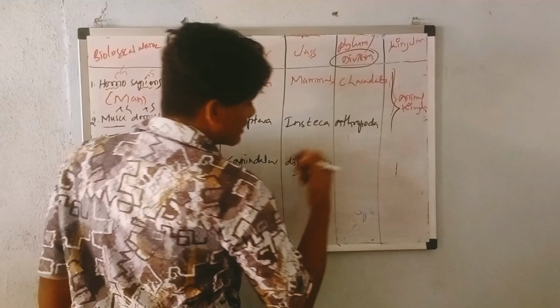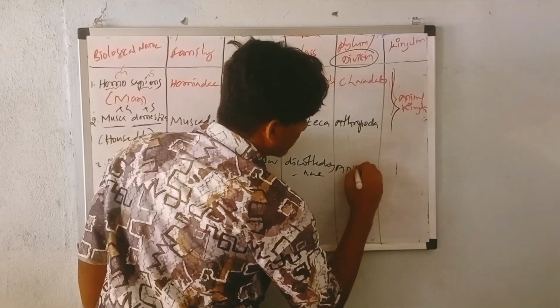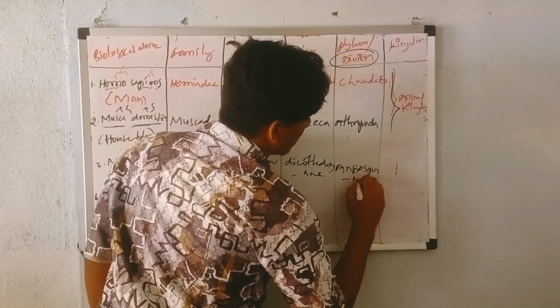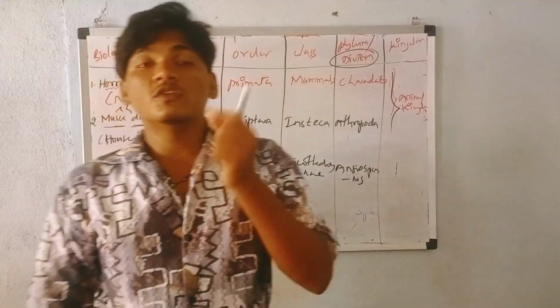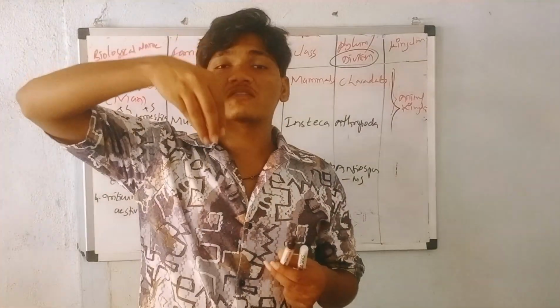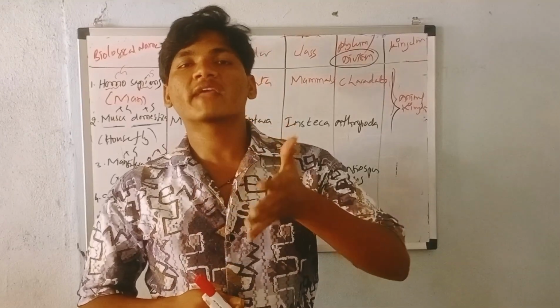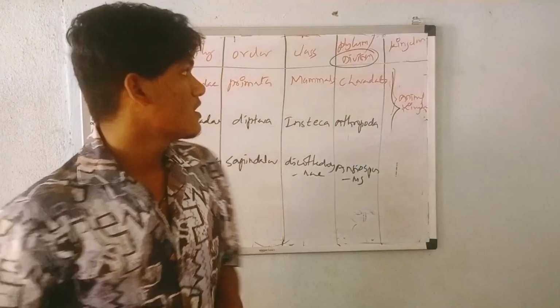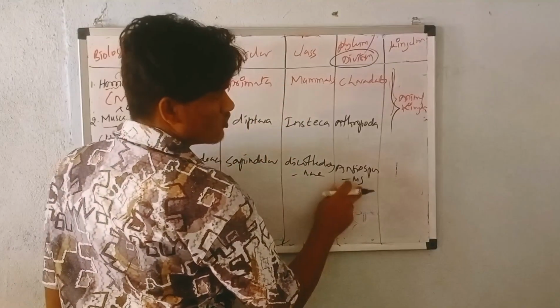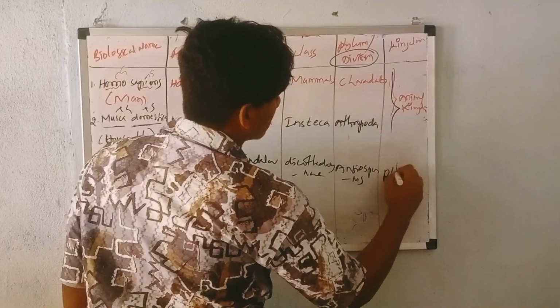In plants, the division is the angiosperms. Angiosperms are organisms in which the seeds are enclosed by the ovary. Those organisms are called angiosperms. So here the kingdom is the plant kingdom, right? Plant kingdom.